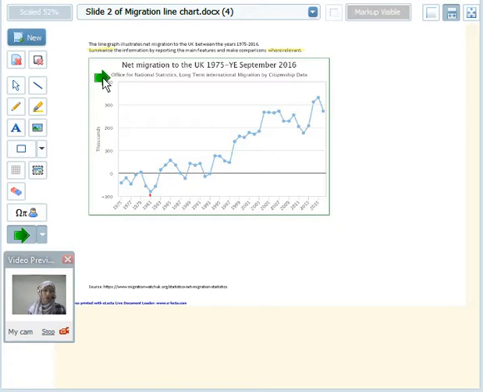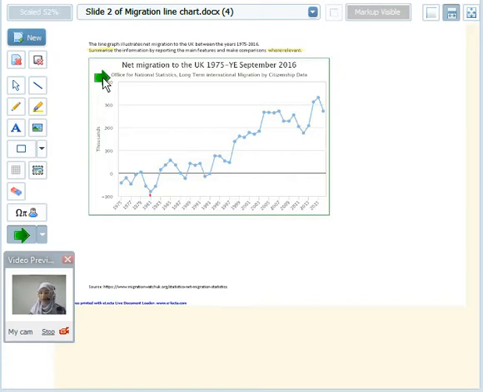Okay, so going back to what I said earlier, you need an introduction, you need a main body, and you need a conclusion. So your introduction really should summarize what you can see at a glance. So what do you see when you look at this line graph here? What's it about? So for this particular line graph, it's about net migration.